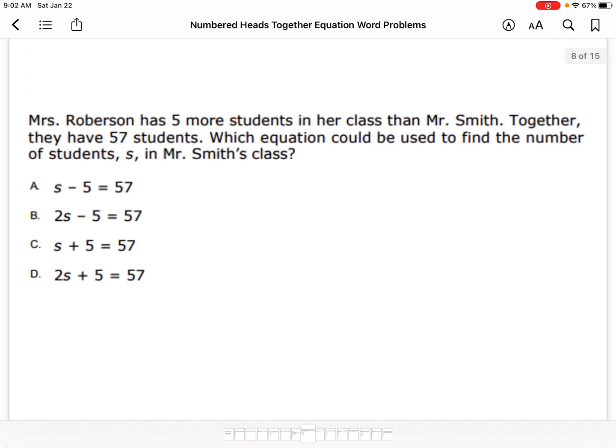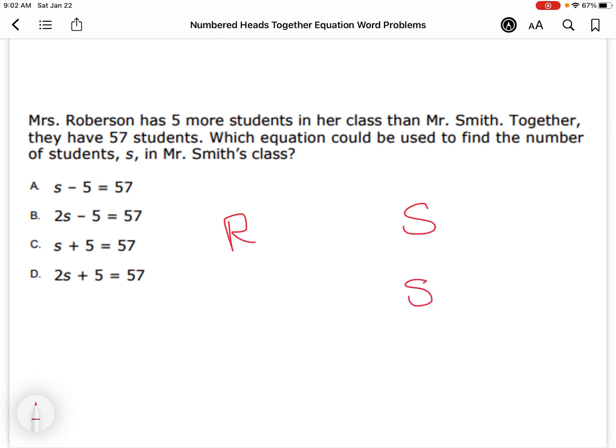Mrs. Robertson has 5 more students in her class than Mr. Smith. Together, they have 57 students. So we have Mr. Smith's class, and then we have Mrs. Robertson's class, which has Mr. Smith's class plus 5, right? And together, they have 57 students.